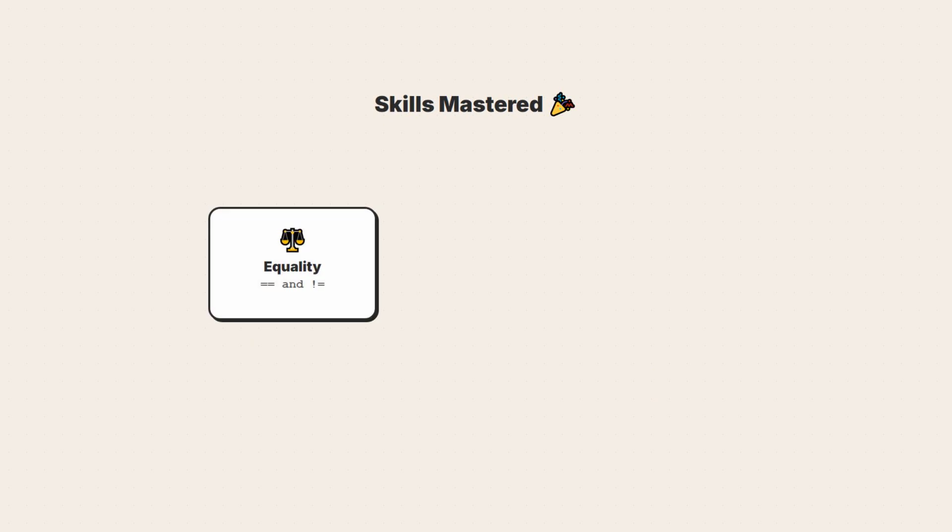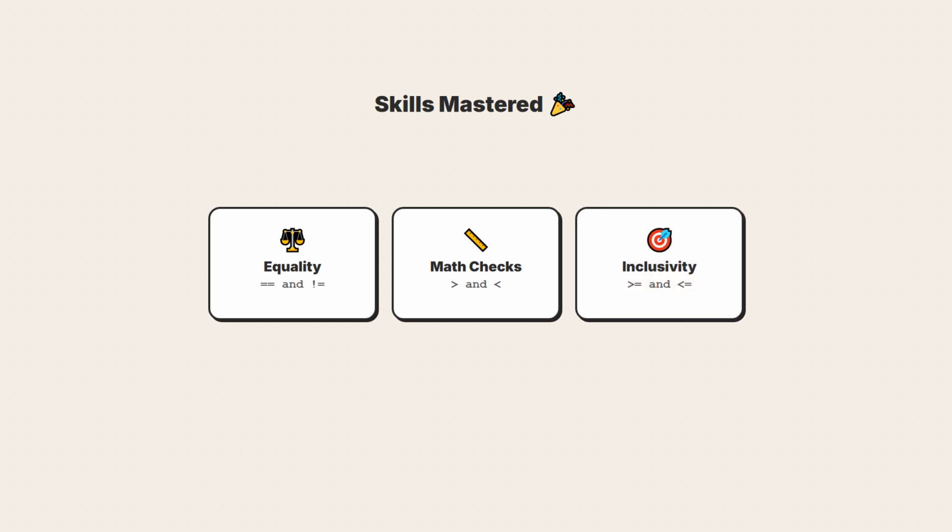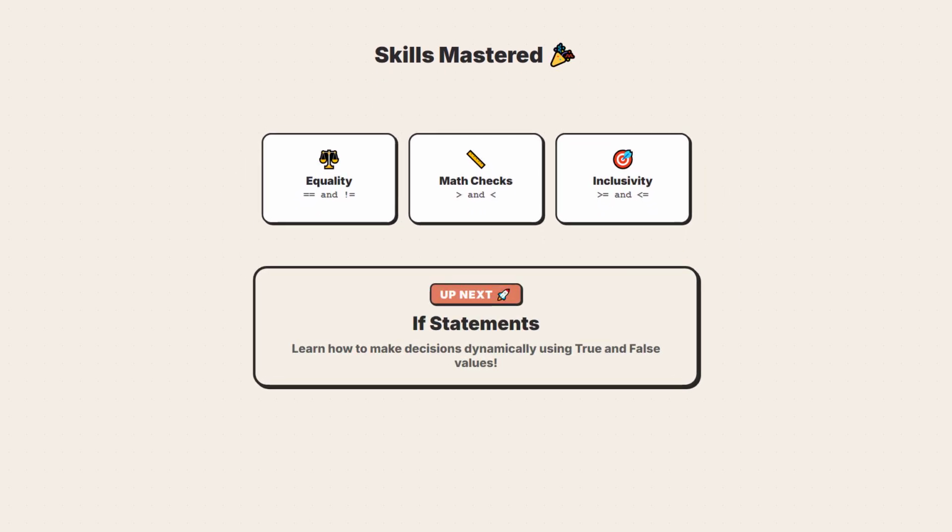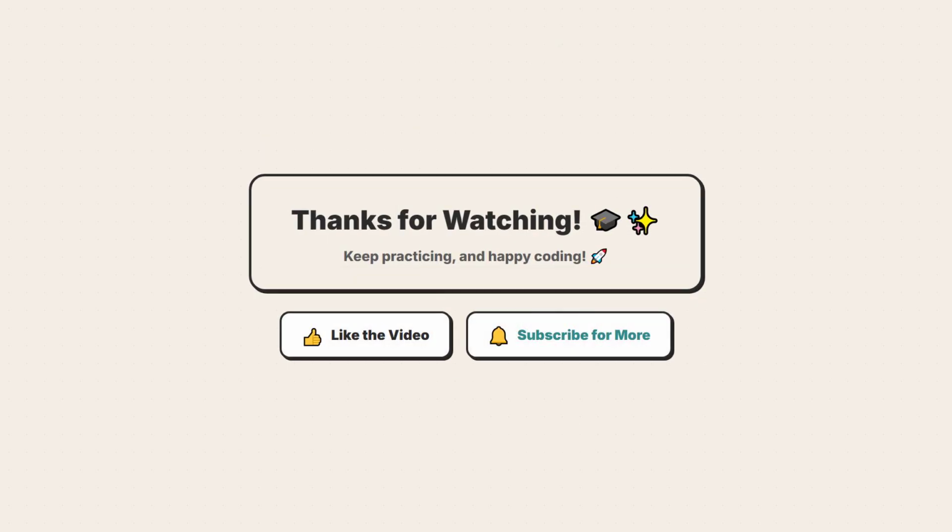Excellent job! You now know how to compare values using comparison operators in Python. Notice that every comparison gives us either true or false. In the next lesson, we'll use those true and false values to make decisions inside our programs with if statements. Let's keep going.